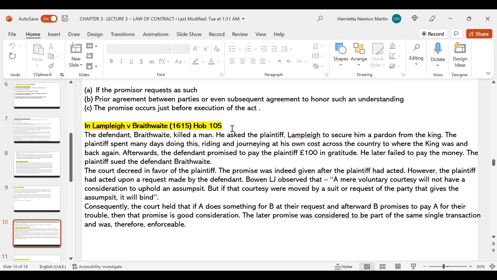And in this case, they said that there has been an act of courtesy that will not really have a consideration to uphold as an assumption. But if that courtesy were moved by a suit or the request of the party, that gives the assumption that it will bind. So the court said that if A does something for B at the request of B, and after that B promises to pay A for their trouble, then the promise is a good consideration. So this is an exception to the rule. The latter promise was considered to be part of the same single transaction and was therefore enforceable. This is an exception.